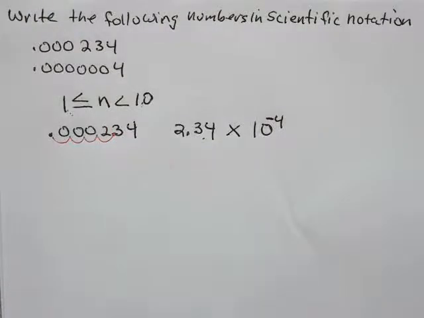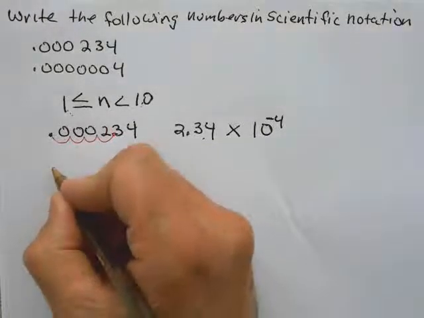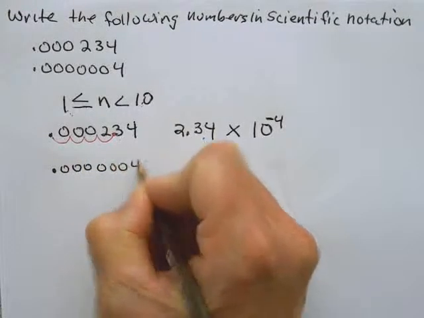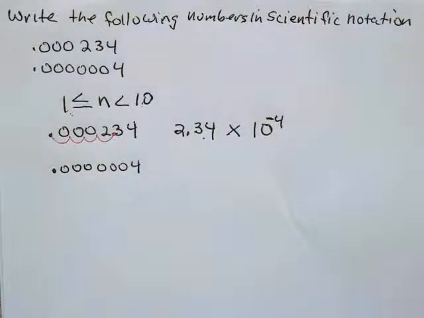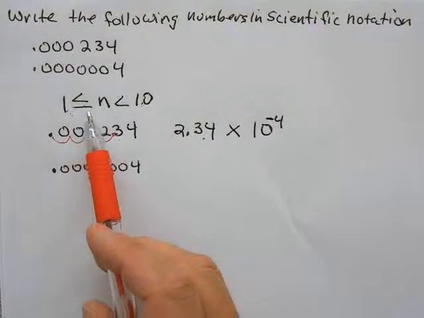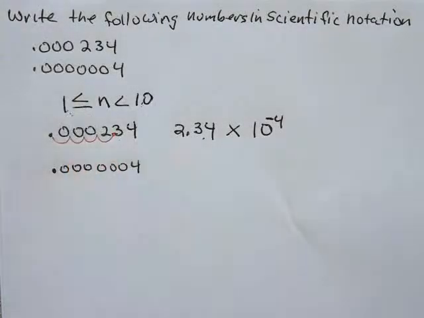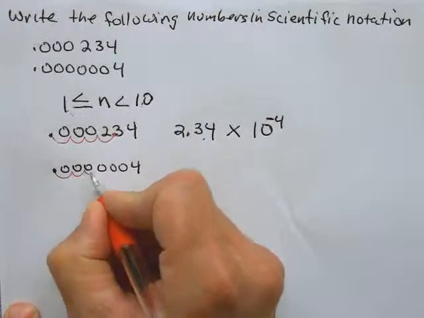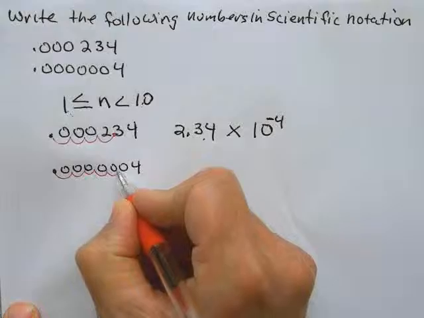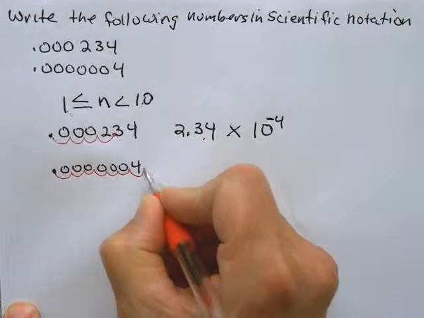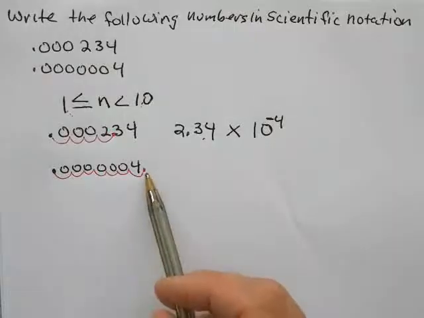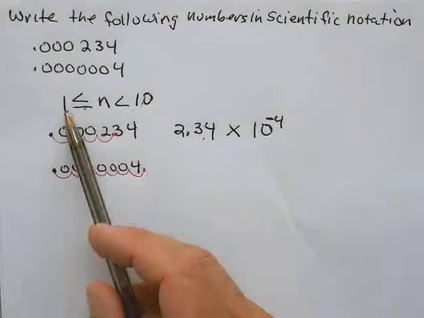All right, let's try it with another example. Here I have 0.000004, and I need to meet the constraint for the first factor of a number greater than or equal to 1 and less than 10. So I'm going to move my decimal point. I'm going to move it once, twice, 3 times, 4, 5, 6, 7. All right, I've got the whole number 4 now, and 4 is certainly greater than or equal to 1 and less than 10.